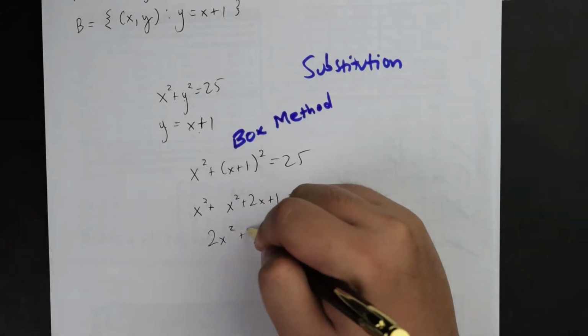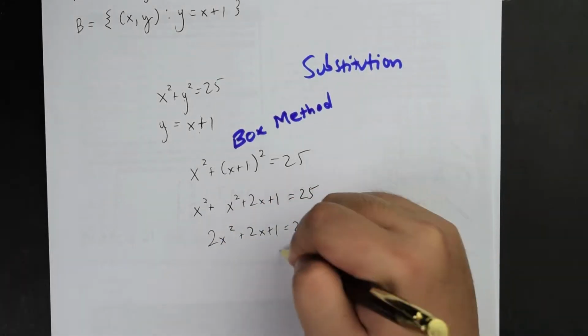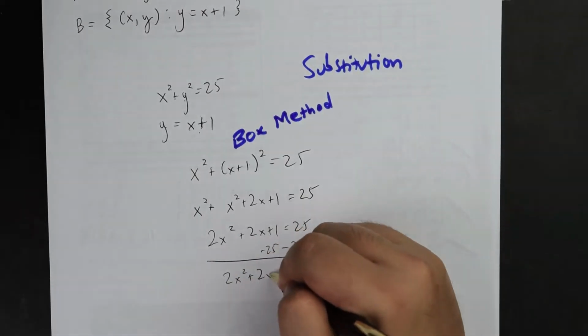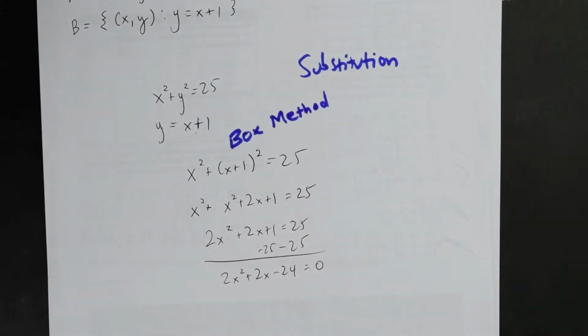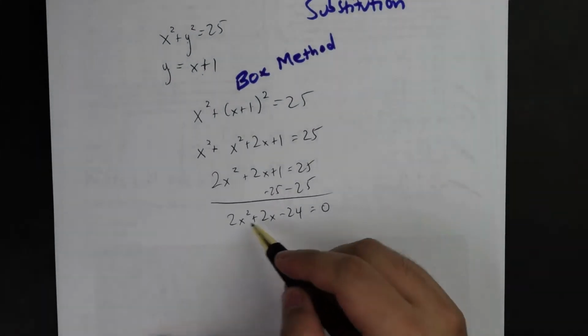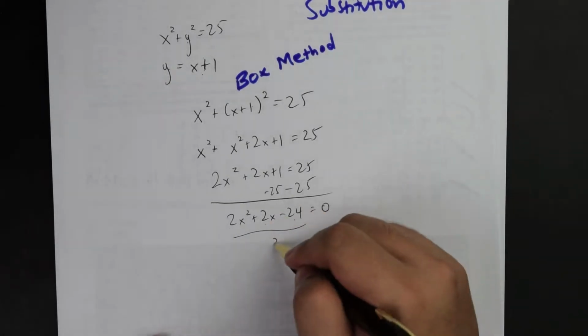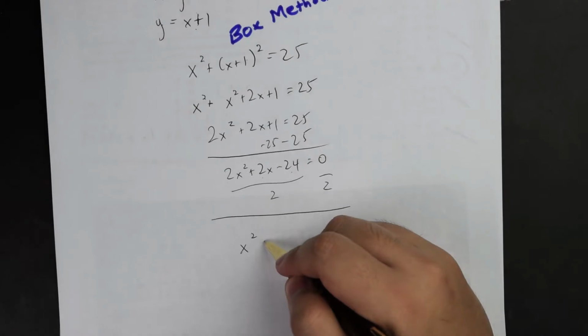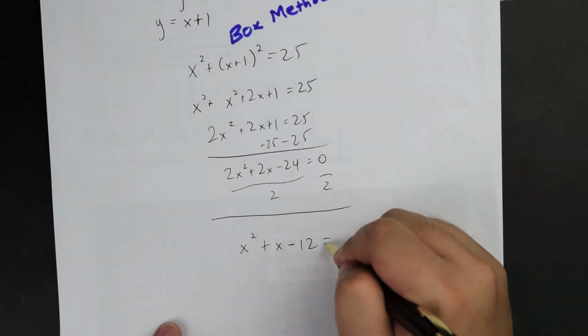So 2x squared plus 2x plus 1 equals 25. I moved 25 over, and then I realized it will be 2x squared plus 2x minus 24 equals 0. The benefit behind this situation is that all of these are multiples of 2, so I just divided by 2 on both sides. What happens then is x squared plus x minus 12 equals 0.